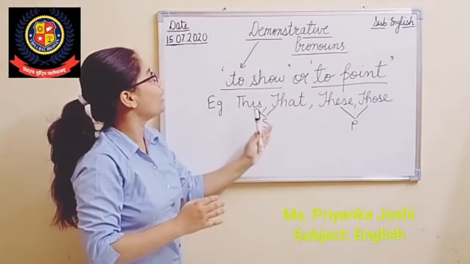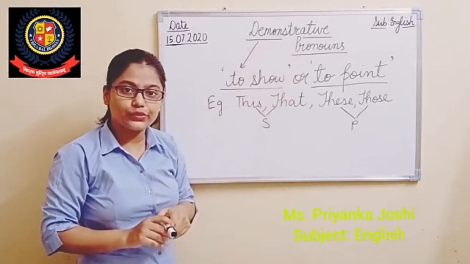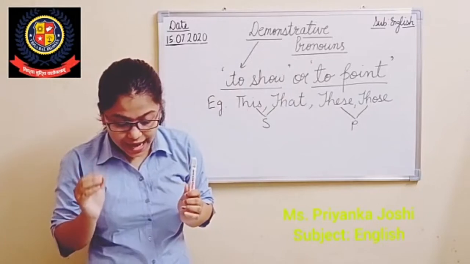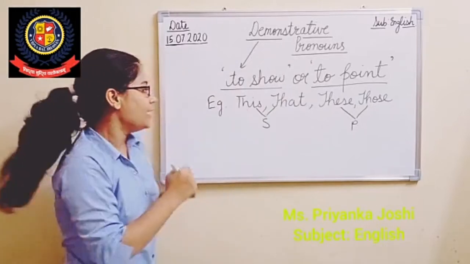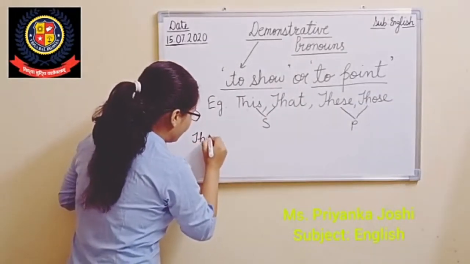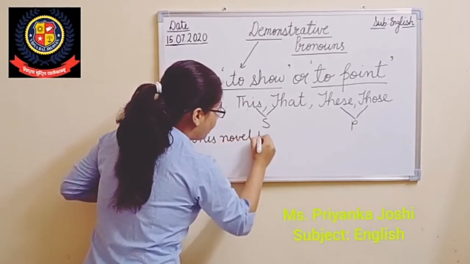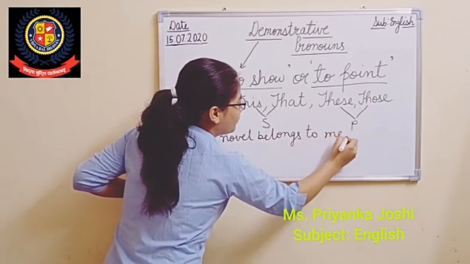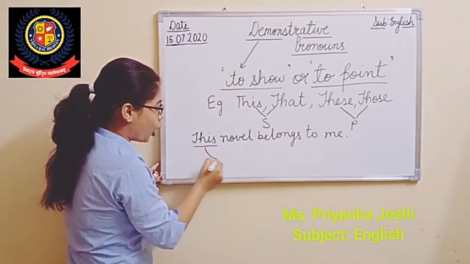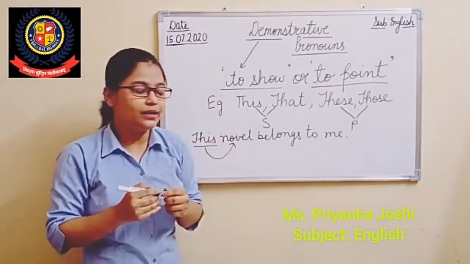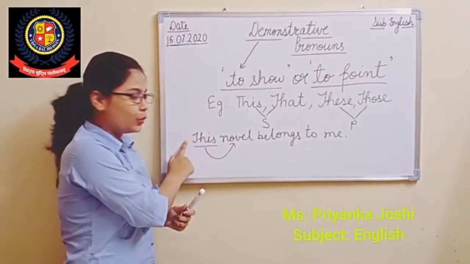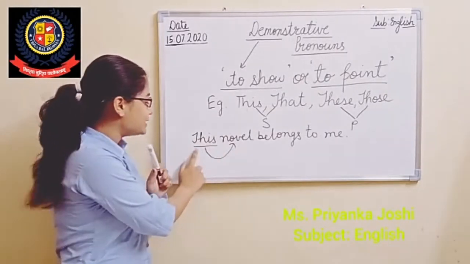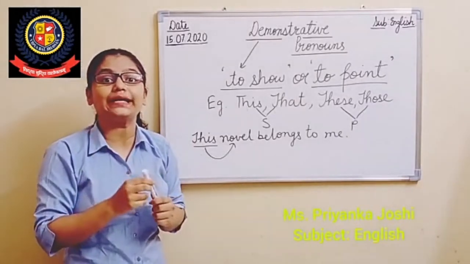And all these are known as demonstrative pronouns. Is it clear? Now, when followed by a noun, they function as demonstrative determiners. Now, if I say, this novel belongs to me, right? Now it is followed by the noun, right? This demonstrative pronoun is followed by the noun. So now this is acting as a demonstrative determiner.